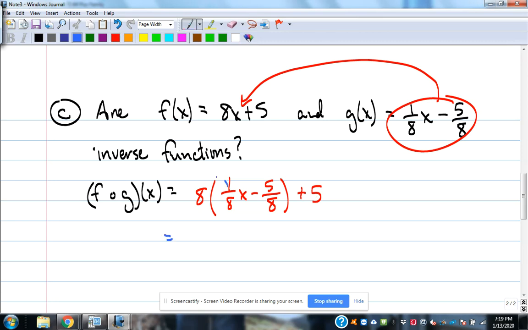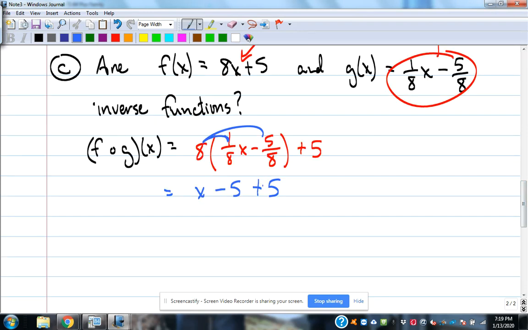So I would distribute this 8 to both of those terms. So that'd be x minus 5. And then since I've distributed, I don't need the parentheses anymore, so I'm not going to write them. And then plus 5. What is negative 5 plus 5? 0. They cancel each other out, right? So that's just plain x. What does that tell me? They are inverses of one another.